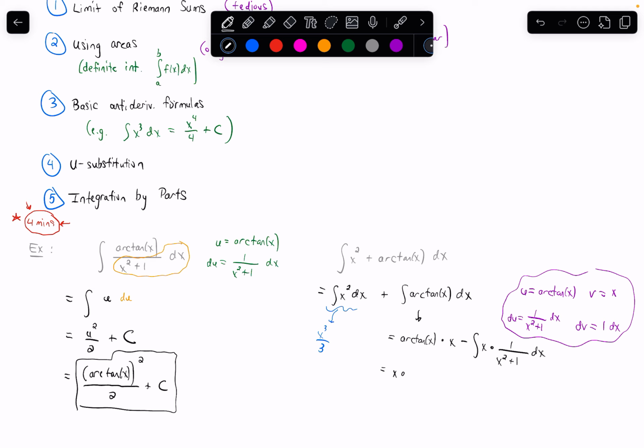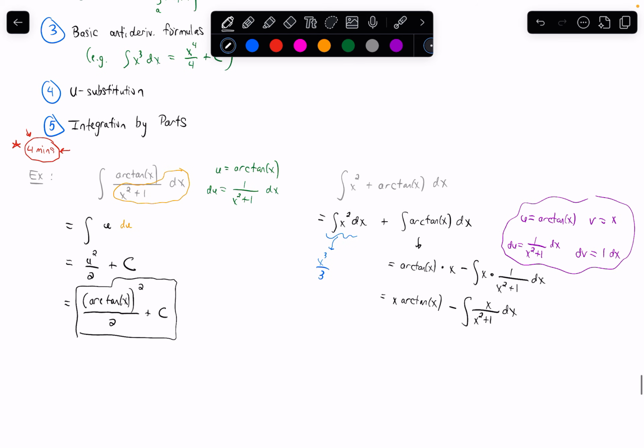Okay, so what we're getting is, let me rewrite this with the x in front: x times arctan of x, and then minus this integral. Let's combine this into one fraction as x over x squared plus 1 dx. So now I have to work out this integral, but this integral is much easier than the one I started with. Let me ask you to pause one more time for about 2 minutes to try this integral. Pause it in 4, 3, 2, 1, pause it.